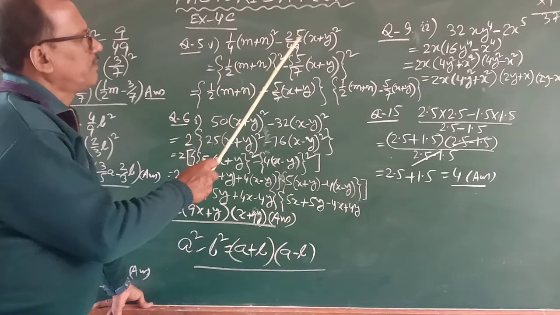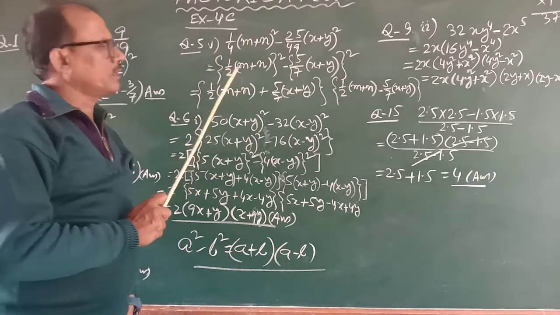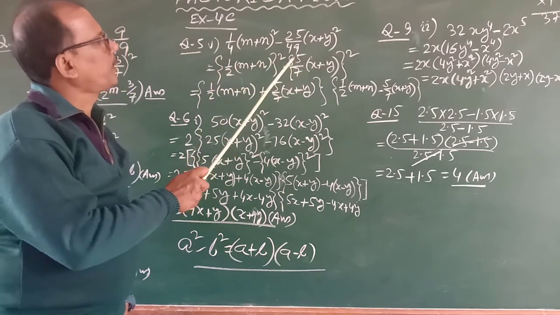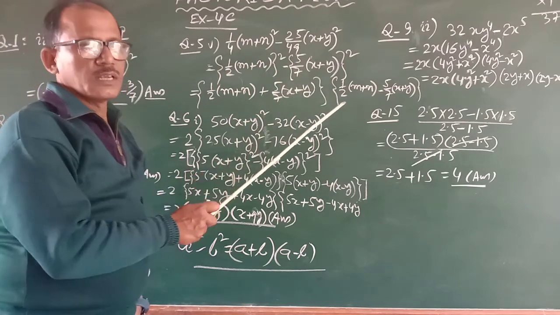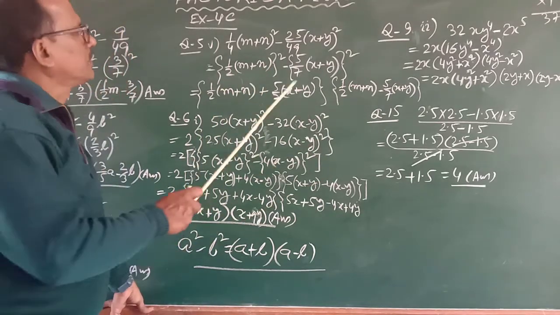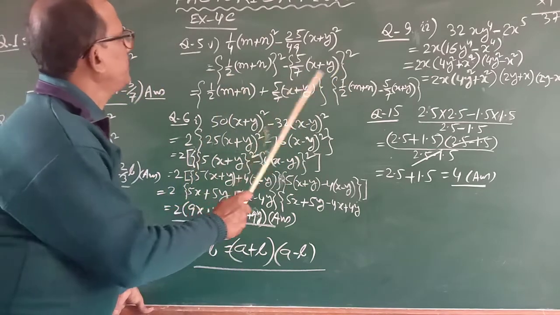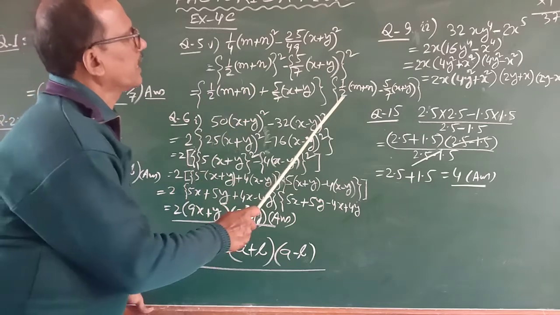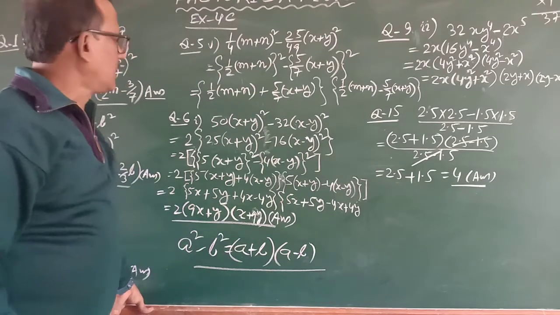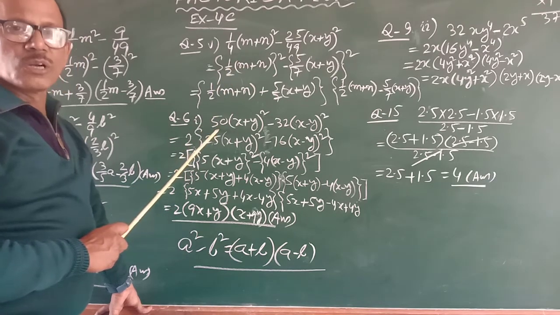Here is 5 by 7 (x plus y) whole square. Can you write it down like this? So this first term, a square, will be 1 by 2 into (m plus n) whole square. Then 5 by 7 (x plus y) whole square. So here a is half into (m plus n) and b is 5 by 7 into (x plus y). So (a plus b) into (a minus b) will be the answer. This itself will be the answer.